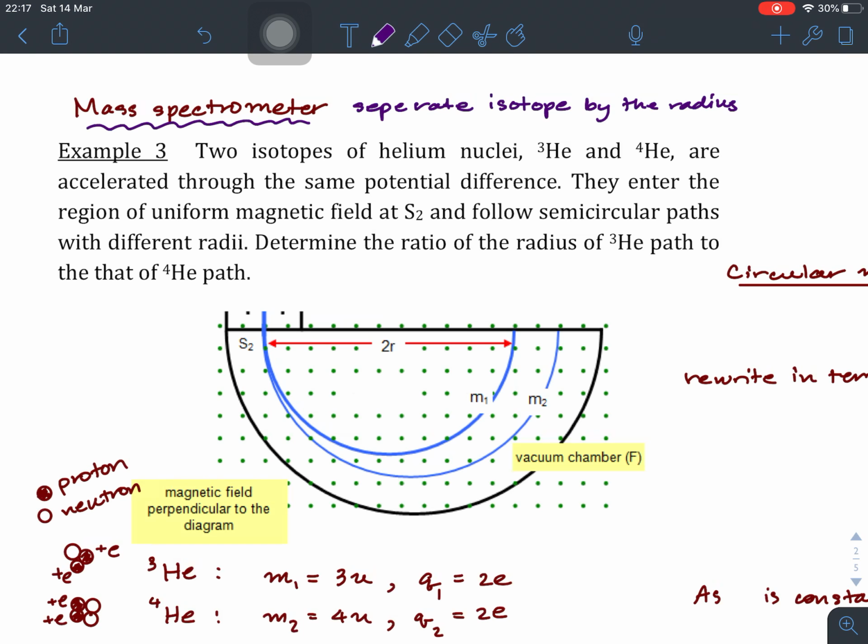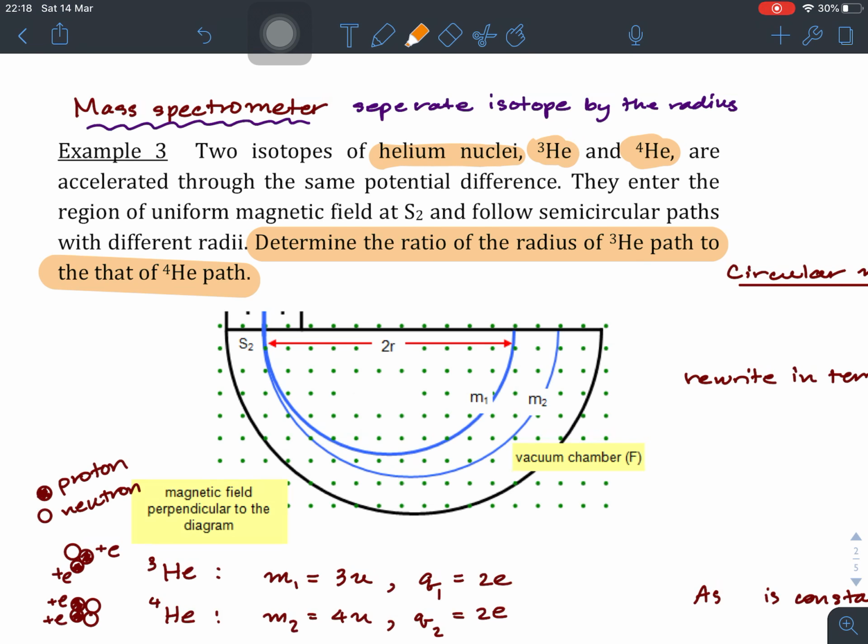In our situation, the two isotopes of helium nuclei, helium-3 and helium-4, are accelerated through the same potential difference. They enter the region of uniform magnetic field. So this is the region of uniform magnetic field at S2, so coming in this way, and follow the semicircular paths with different radii. So they ask you to determine the ratio of the radius of helium-3 to that of helium-4.